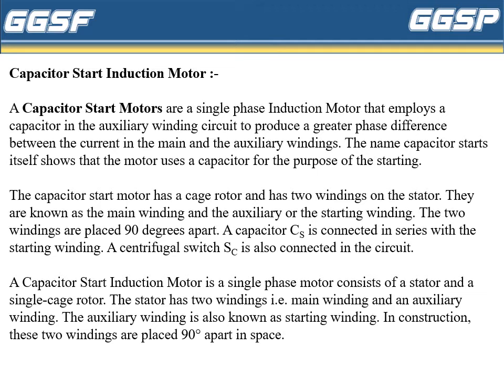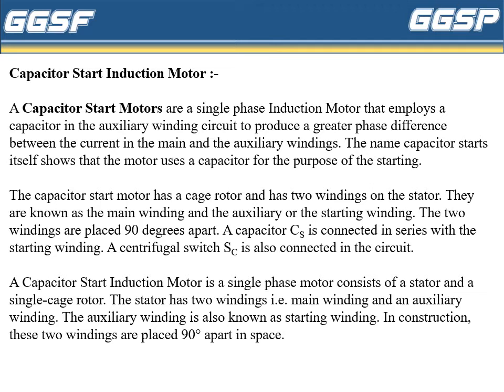The capacitor start motor has the cage rotor and two windings on the stator. They are known as main winding and auxiliary winding. Auxiliary winding is also known as starting winding. The two windings are placed 90 degrees apart. A capacitor CS is connected in series with the starting winding. A centrifugal switch SC is also connected in the circuit.